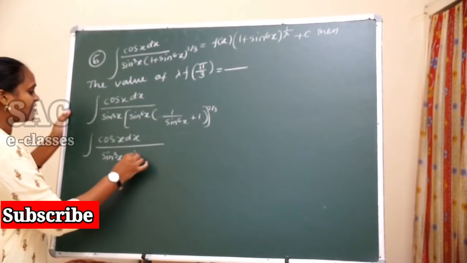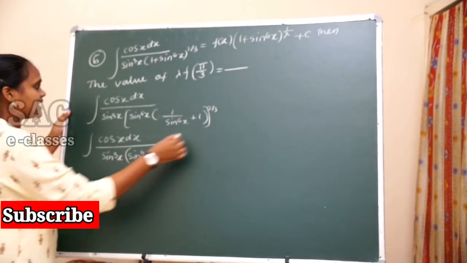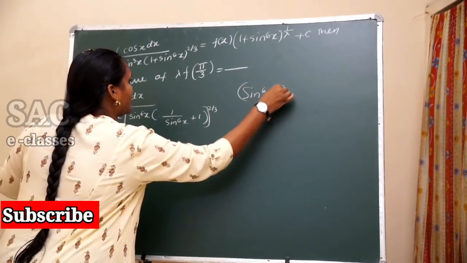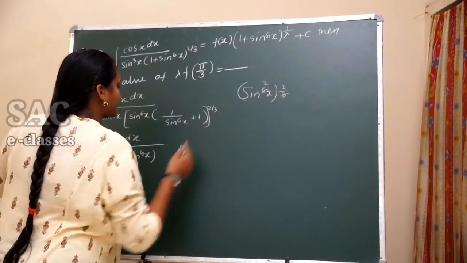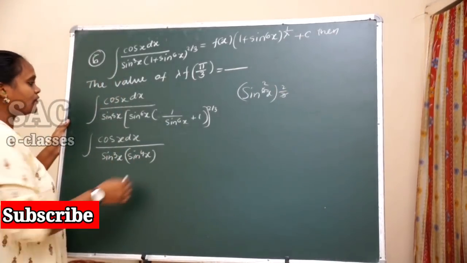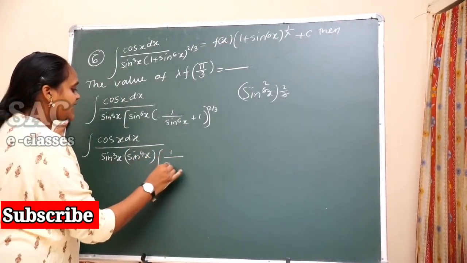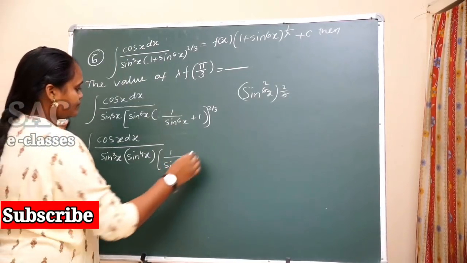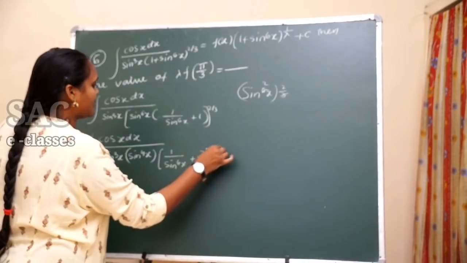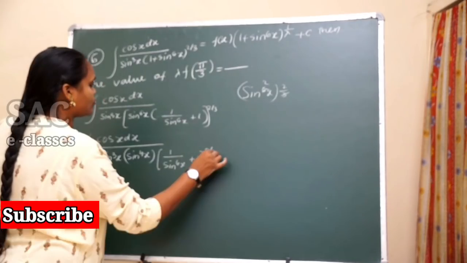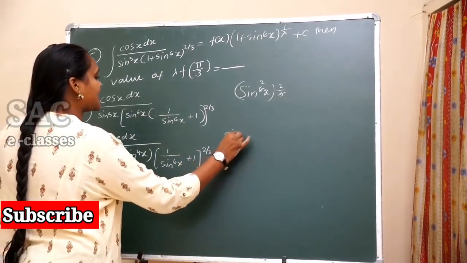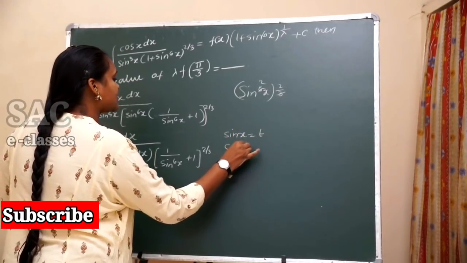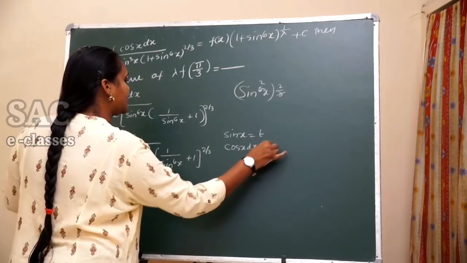So this entire sin power 6x whole power 2 by 3 was converted as sin power 4x into 1 by sin power 6x plus 1 whole power 2 by 3, which is given to you. At first let us take sin x value as some t. Obviously you will get that cos x dx is equal to dt.